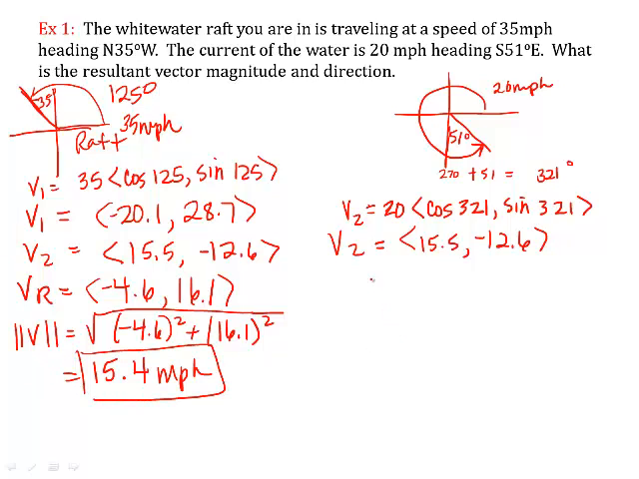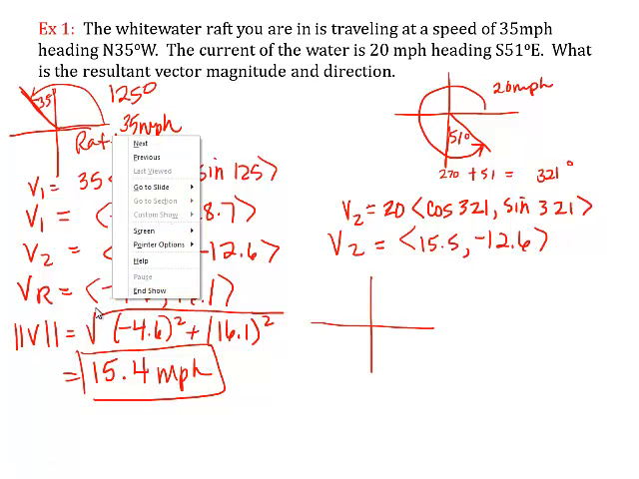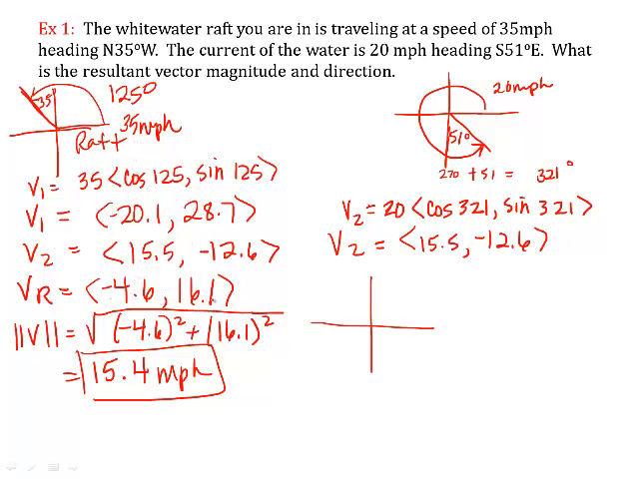Now I need to find the angle. So I draw myself a quadrant, and then I look back at my resultant. Look, x, or my horizontal, is negative. My vertical is positive. That means it's over here in quadrant 2.